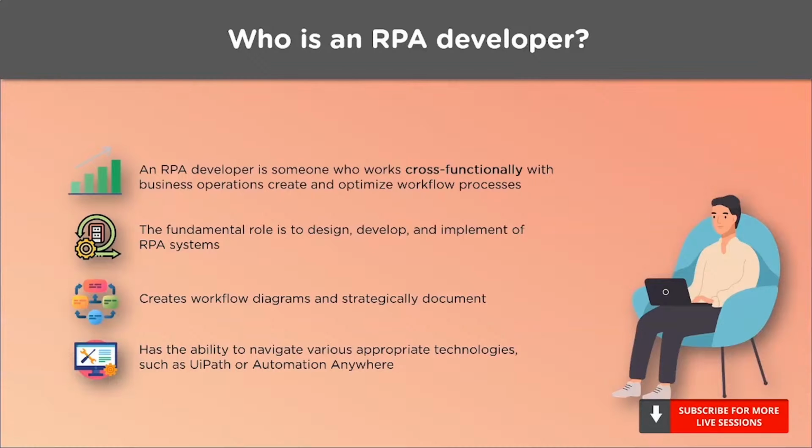But no matter the title, the role of a successful RPA developer requires specific skills and best practices like documentation and planning. In order to automate a business process, an RPA developer will be required to create workflow diagrams and strategically document the process prior to implementation. He may also be responsible for testing and bug fixes, so coding skills are also important. In order to become a successful RPA developer, you must have the ability to navigate appropriate technologies such as UiPath or Automation Anywhere.